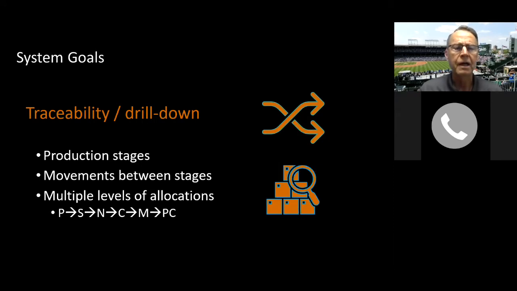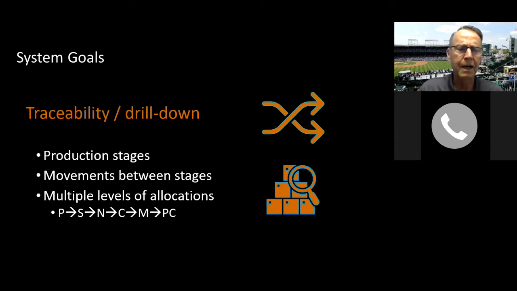We also want to be able to deal with traceability and drill down. And in agriculture, oftentimes we deal with production stages. I'm going to show you an example in the next slide of some very complex production stages in the pork industry. We also need to be able to deal with movements between stages, making that easy to pull and push costs along, and then be able to deal with multiple levels of allocation.